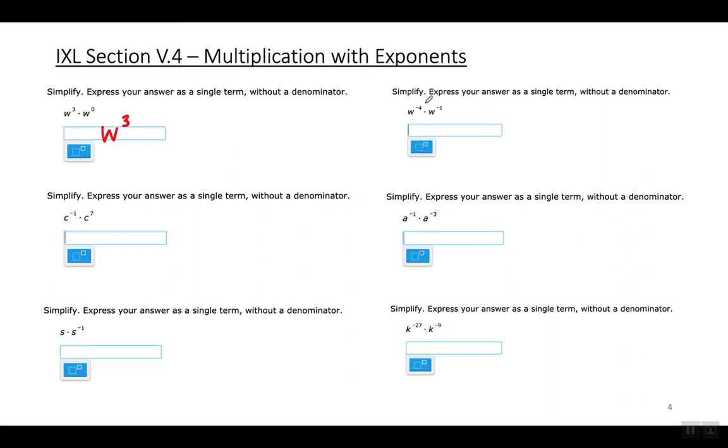All right, here we have some negative exponents. All right, so again, you just add the exponents to get the answer. Negative 4 plus negative 1 equals negative 5. Here, when I add negative 1 plus 7, I get positive 6.